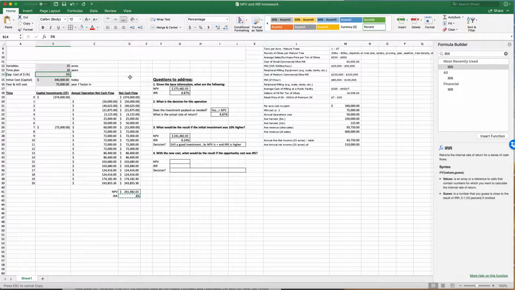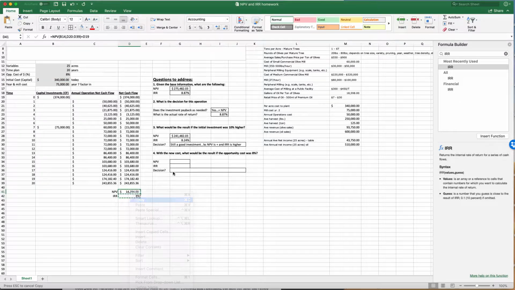So remember, the opportunity cost of the rate is time and risk, and then risk-free rate. So our risk is higher than we think. We're going to change this to 8%. So once again, I just hit 8%, hit enter. And now we start to look at what it would be worth, and our answers changed.